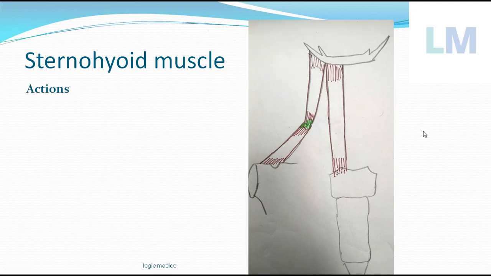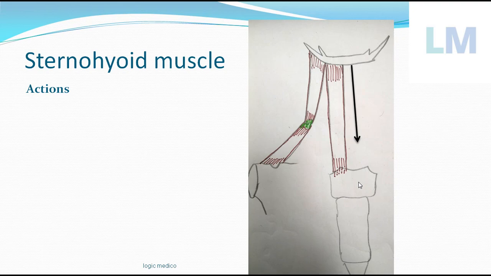Coming to the action of this muscle, see what happens. There are only 2 possibilities here. Either the sternum, the breastbone, can go towards the hyoid bone, one of the bones of the neck, or the hyoid bone can come towards the sternum. What do you think can happen? If you guess the second option, then you are correct. The hyoid bone will move towards the sternum.